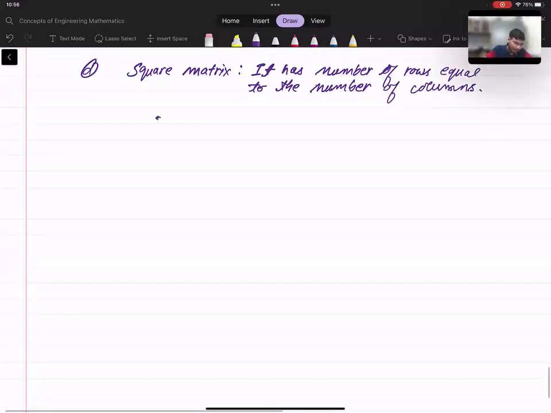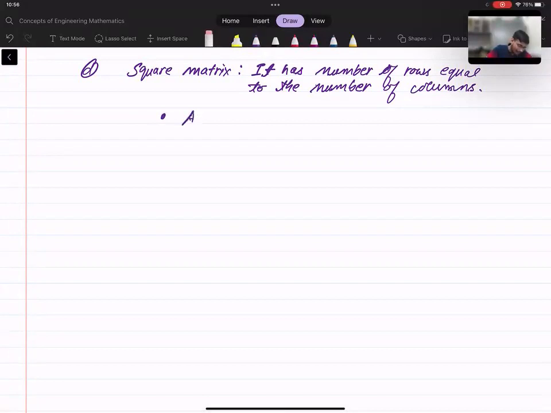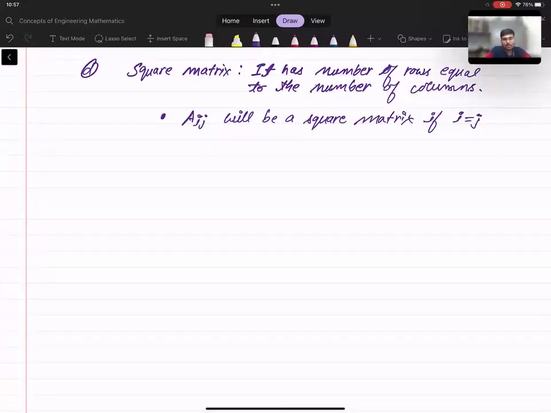So any matrix Aij will be a square matrix if i is equal to j. Square matrix if this i is equal to j, that is number of rows equal to number of columns.